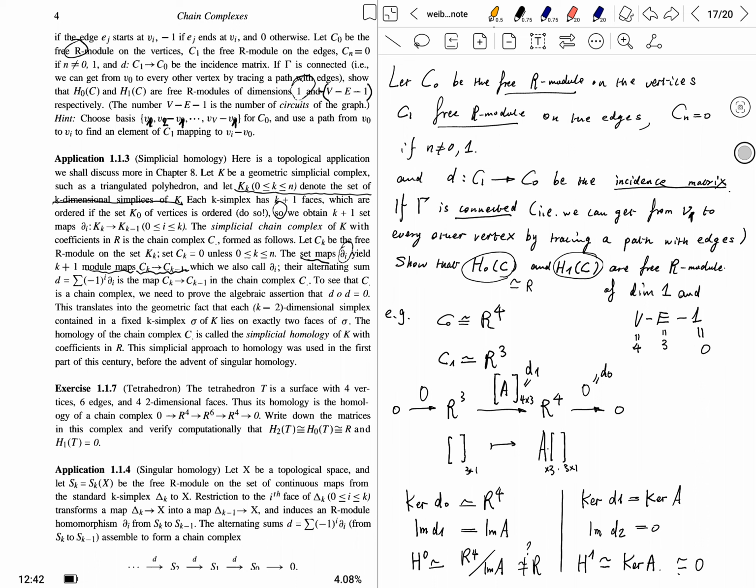H1 is isomorphic to the free R module of dimension minus V minus C minus 1. In our case, this will be 0. So first, let's say why H1 is 0 in our case, and then in general, let's say what H1 is telling us, and why it should have dimension minus V minus C minus 1.